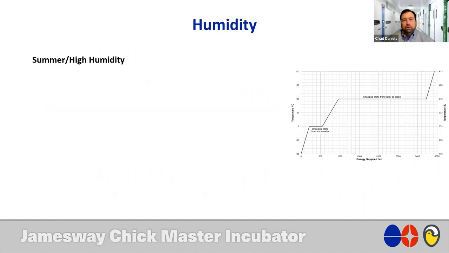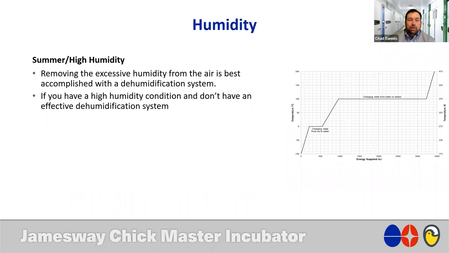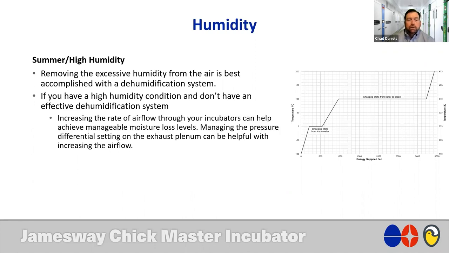When we look at summer or high humidity, removing the excessive humidity from the air is best accomplished with a dehumidification system. If you have a high humidity condition and don't have an effective dehumidification system, increasing the rate of airflow through your incubators can help achieve manageable moisture loss levels. Managing the pressure differential setting on an exhaust plenum can also be helpful with increasing airflow.